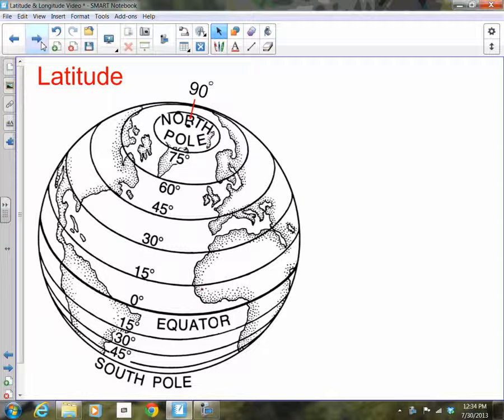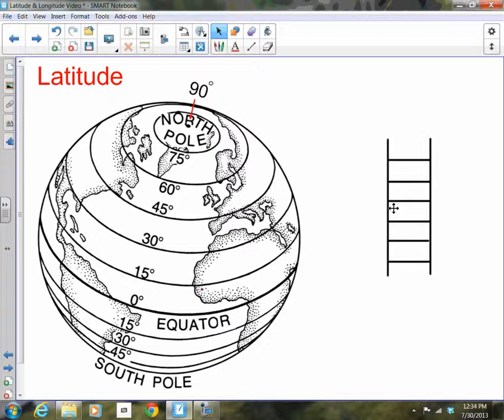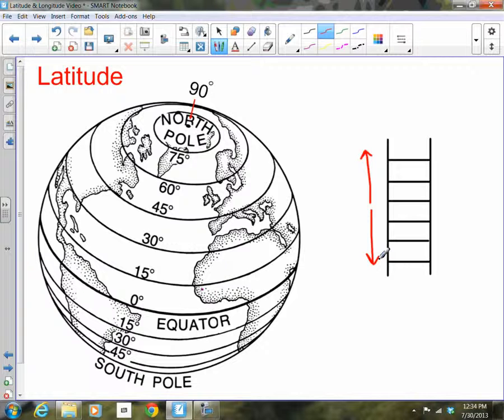Lines of latitude run across the Earth and tell us how many degrees north or south of the equator a location is. I like to think of latitude like a ladder. Latitude, ladder. When I'm painting my house, or if I need to get onto my roof, I use a ladder to reach locations that are higher up. And then I can climb back down to get to lower locations.